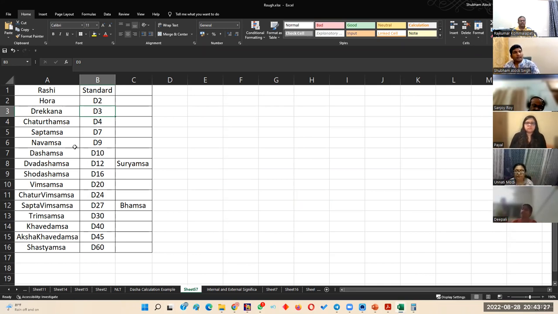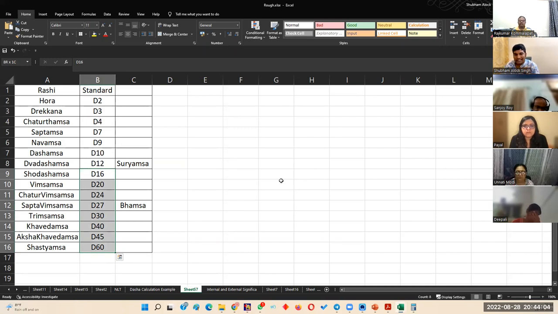This works well up to D12 when the Rashi is divided into 12 parts, so every planet goes to a different Rashi. What after D12? D16 onwards, Rashis will remain 12 only, but planets will keep on repeating. So what will happen from D16 onwards? When one Rashi is divided into 16 parts, say Aries is divided into 16 parts, what will happen? Four Rashis will repeat.